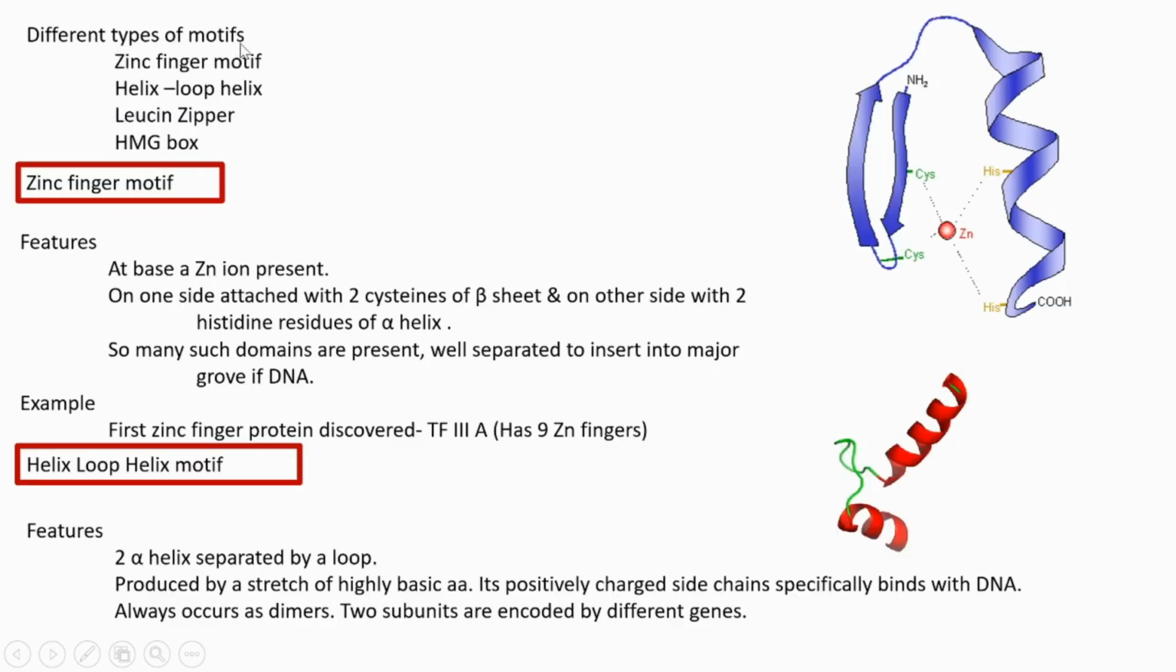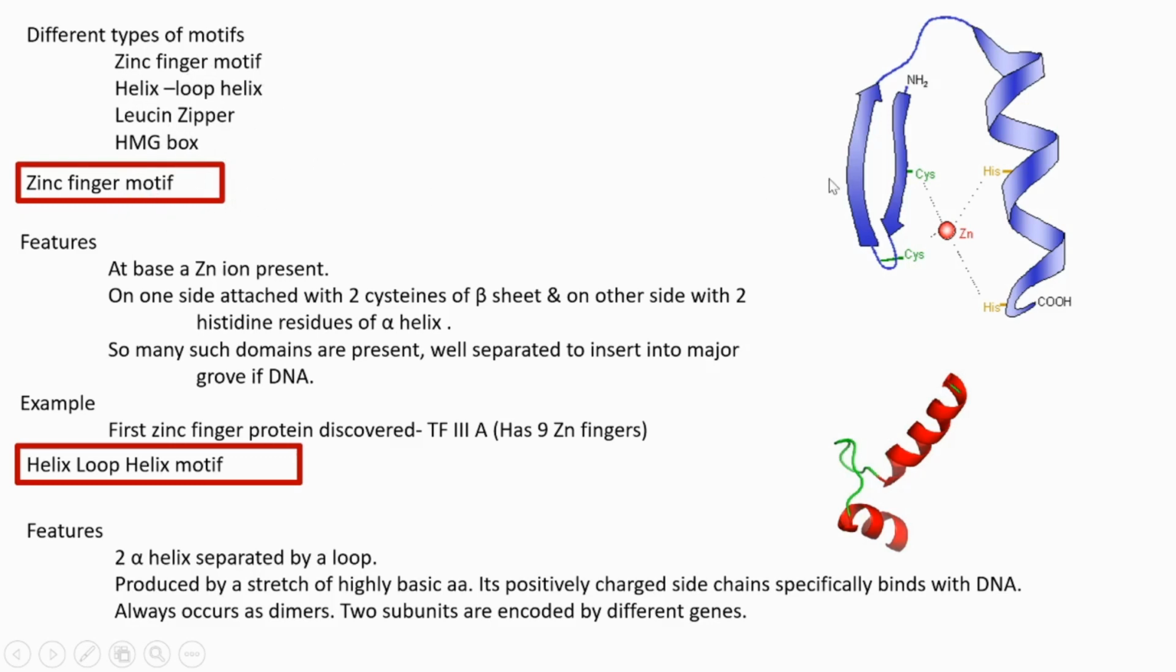Next, different types of motifs. In that way, motifs exist. Different types of motifs exist in different types of transcription factors. Which are the different types of motifs? Zinc finger motifs are there. Helix loop helix motif is there. Leucine zipper motif is there, and HMG box motif is there. So we are going to learn about each type.